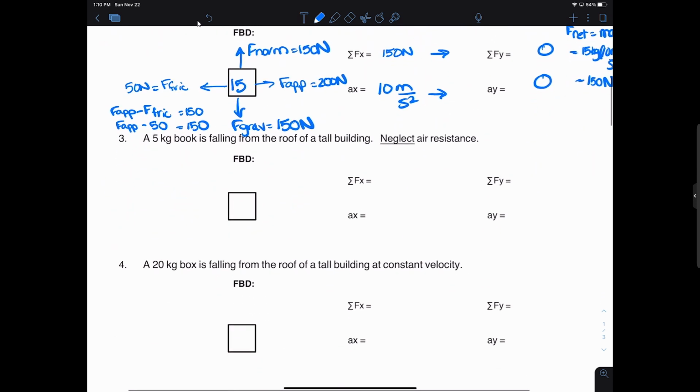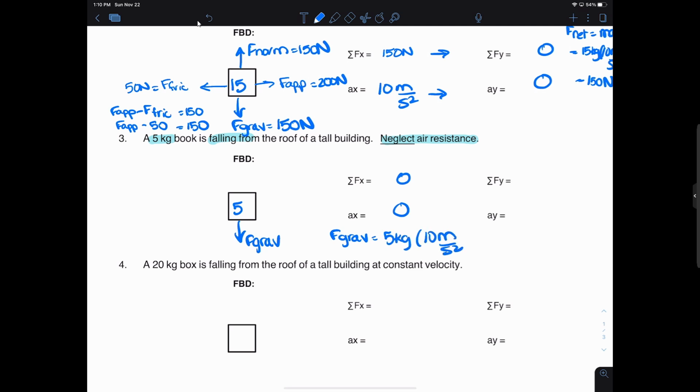The next one, we have a 5 kilogram book falling from the roof. We're neglecting air resistance. So we've got 5 kilograms. We've got gravity. We have nothing else. Since it's falling and there's only one force acting on it, we know that there's got to be some kind of net force. So F grav is going to be 5 kilograms times 10 meters per second squared, which is equal to 50 newtons. So we've got 50 newtons. We know our net force in the y direction is 50 newtons. We don't know what the acceleration is.